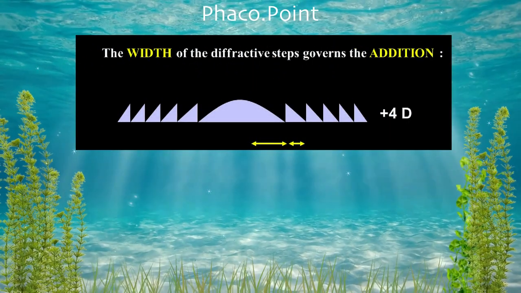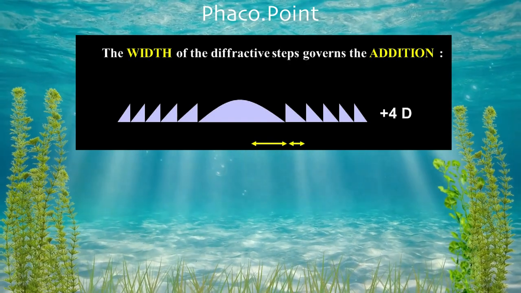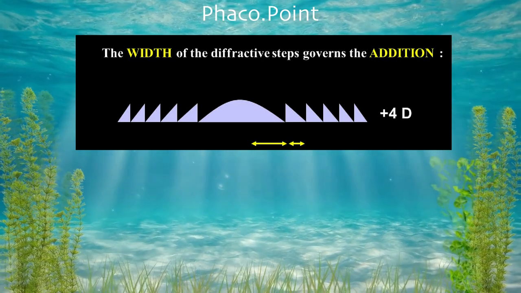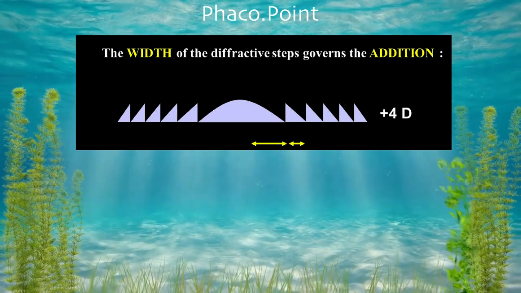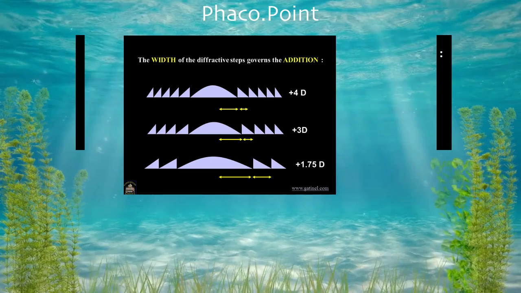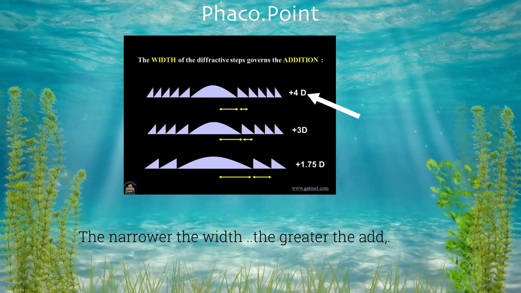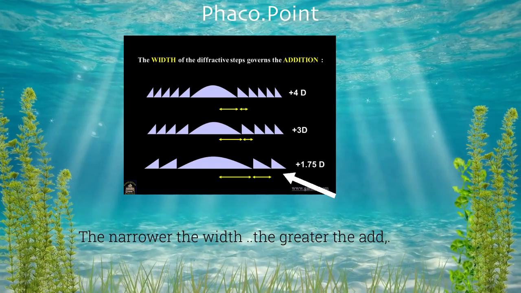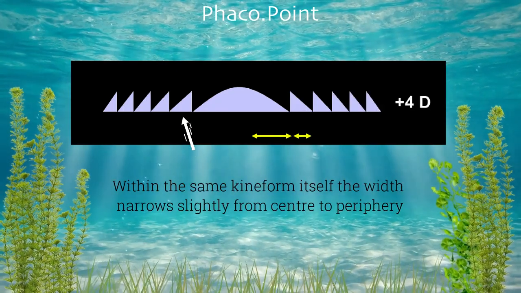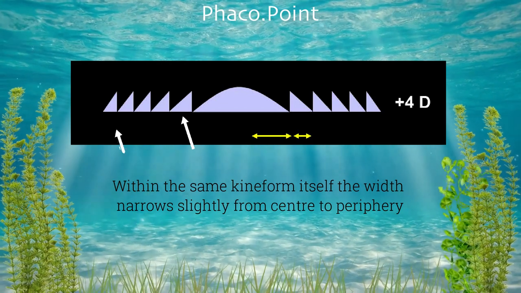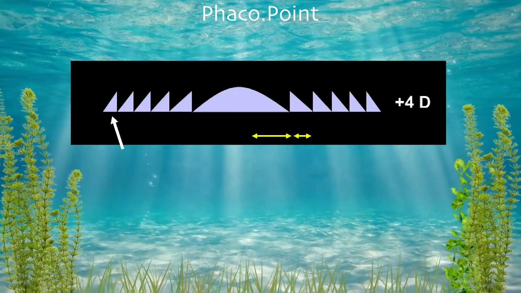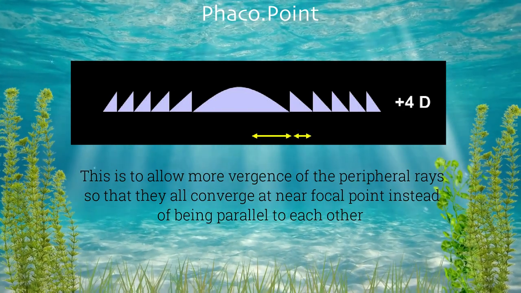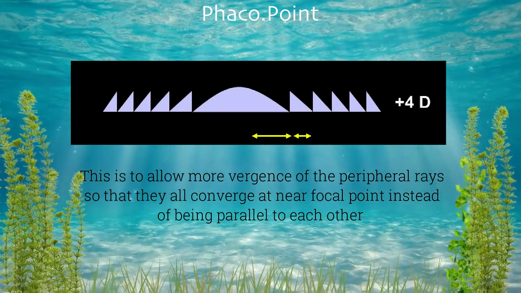Now, the width of the kinoform will actually control the near focal add of the kinoform segment. Now, if the segment is narrower, then the add is much higher, as you can see, and if it is wider, then the add is much lower. Now, within the same kinoform segment itself, you find that the width narrows slightly from the center to the periphery. This is to allow more vergence of the peripheral rays so that they all converge at the near focal point instead of being just parallel to each other.